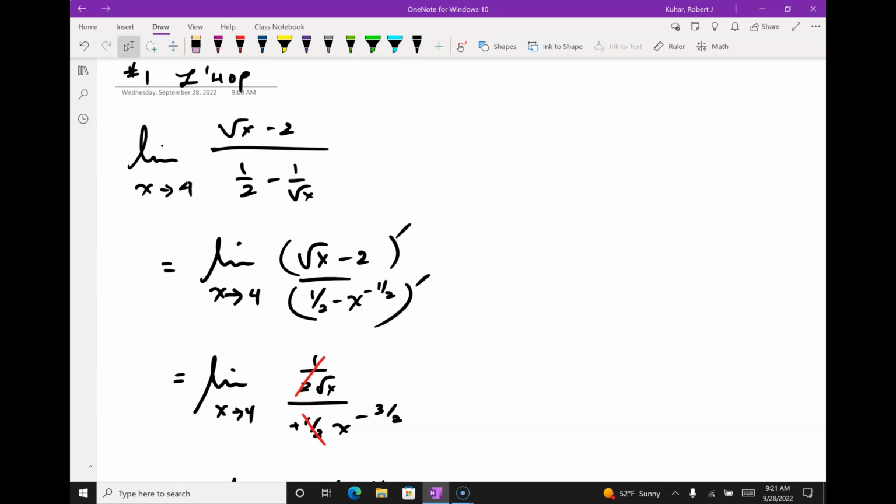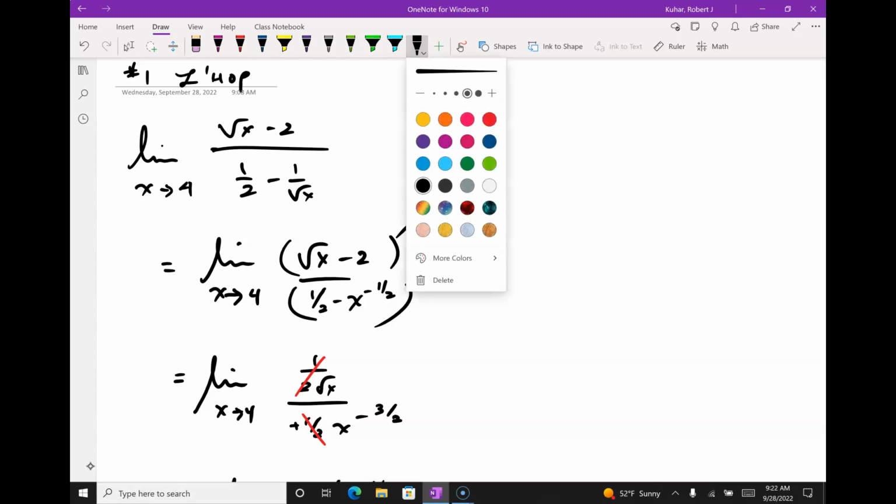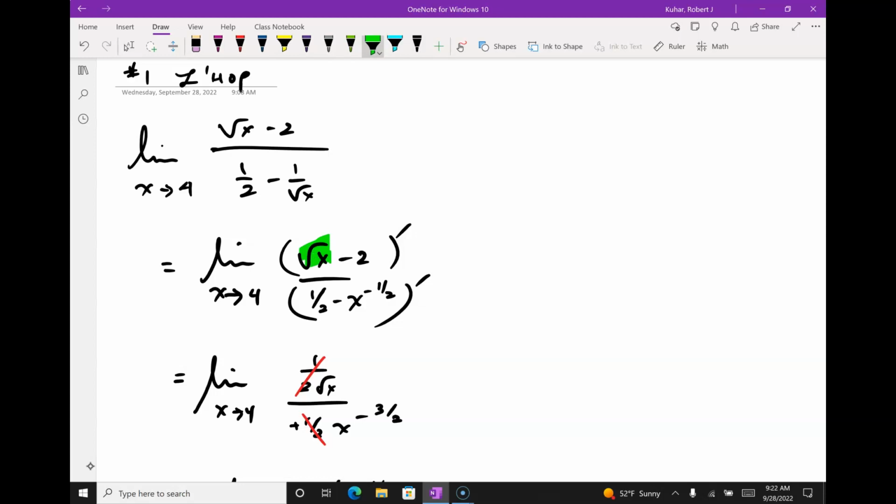indeterminate form, I can replace the numerator with the derivative of the numerator and replace the denominator with the derivative of the denominator. So notice what I'm doing. I'm rewriting my limit, but I've got my numerator wrapped in parentheses with the placeholder of prime, right? Meaning take that derivative. And of course, we know the derivative of square root of x is 1 over 2 square roots of x, and the derivative of 2 is 0, right? The downstairs is a little bit trickier.